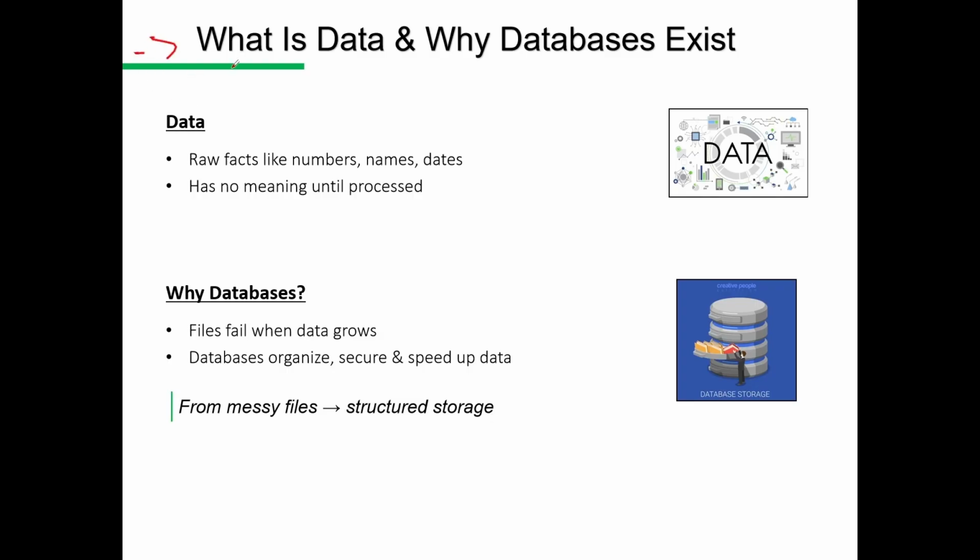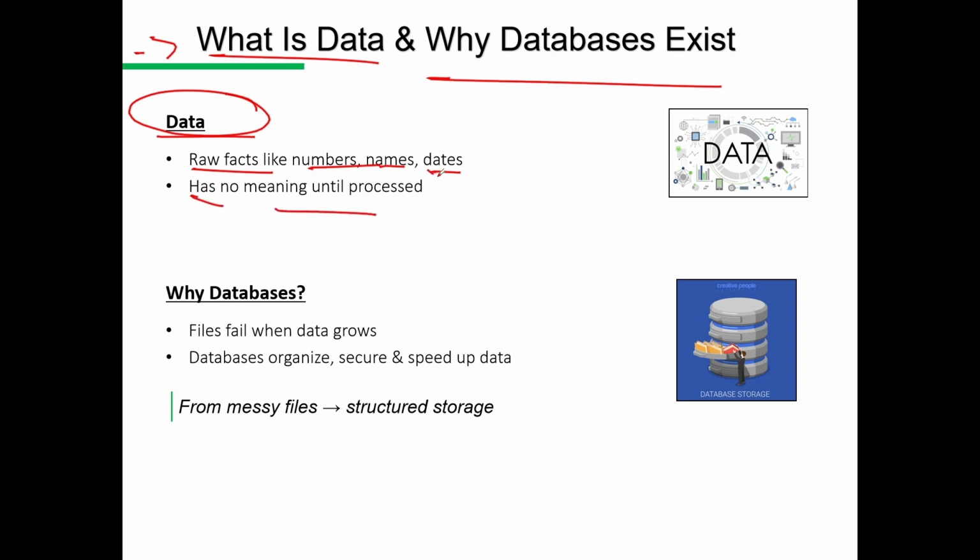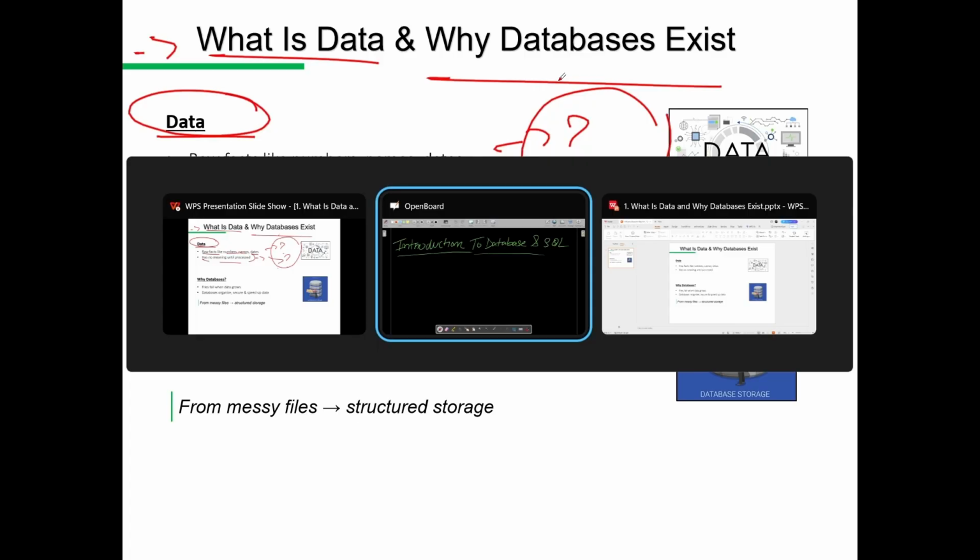Let's start with understanding what is data and why database exists. So let's see here, it's written data. What is data? Raw facts like numbers, names and dates, and has no meaning until processed. So what is the meaning of this line? What does this line also mean? If it is not clear, let's try to understand that.